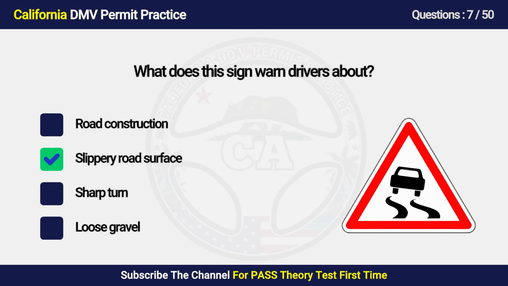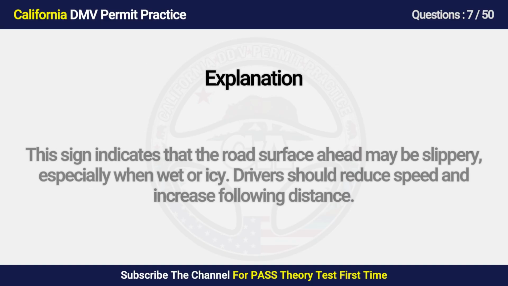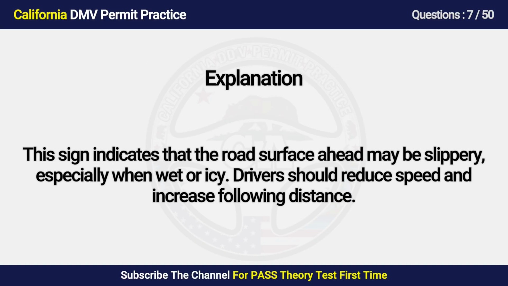Answer is B. Slippery road surface. This sign indicates that the road surface ahead may be slippery, especially when wet or icy. Drivers should reduce speed and increase following distance.